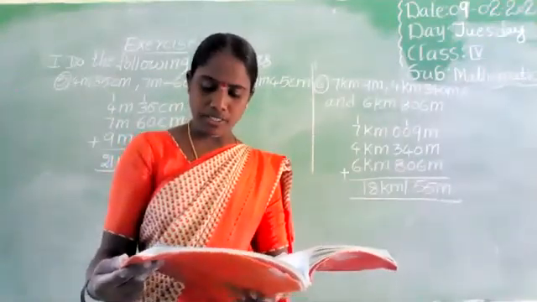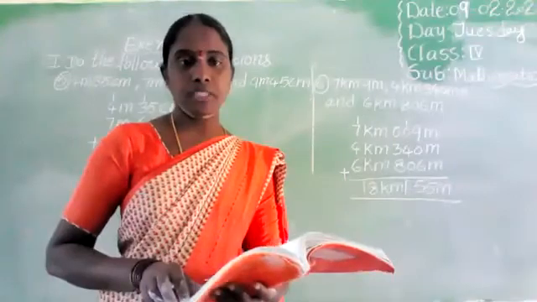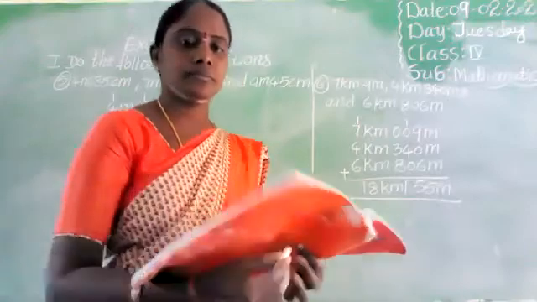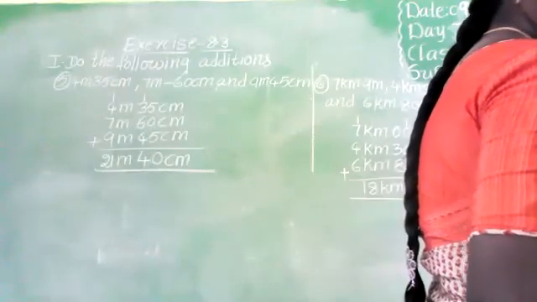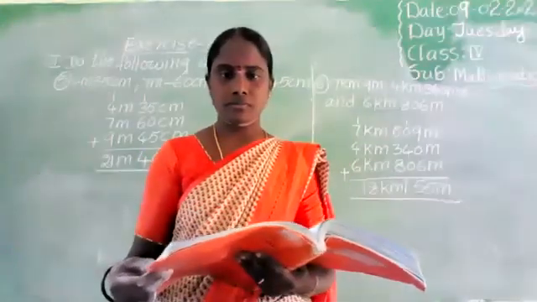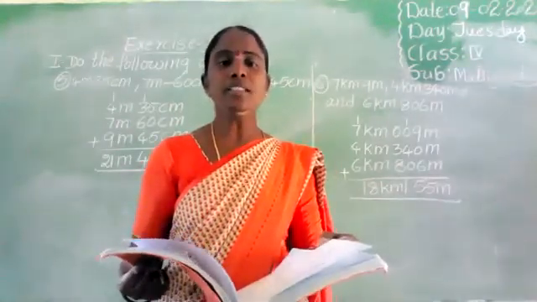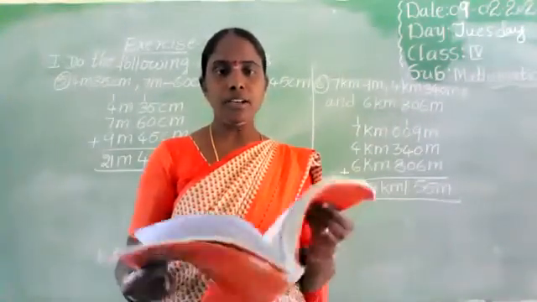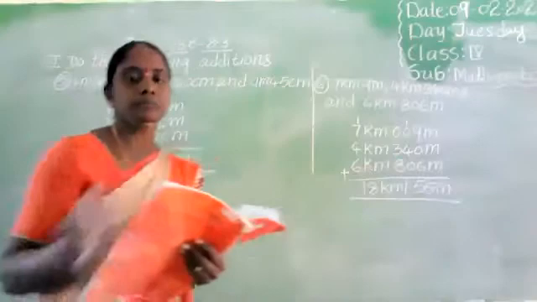Your textbook, page number 117, do the following additions, exercise 8.3. 6 problems completed. Remaining 4 problems are there. Complete the 4 problems on your own. In tomorrow's class, I will explain word problems on addition, exercise 8.4. Write down.